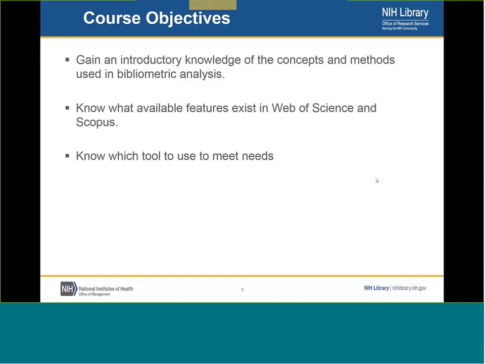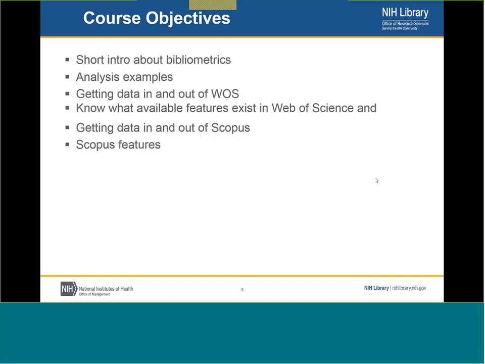Okay, for the course objectives, we hope to be able to gain an introductory knowledge about the concepts and methods used in bibliometric analysis, and know what are some available features existing in either Web of Science and Scopus, and then understand which tool to use to meet your specific needs. Because there are times one is better than the other, or one is more appropriate than the other.